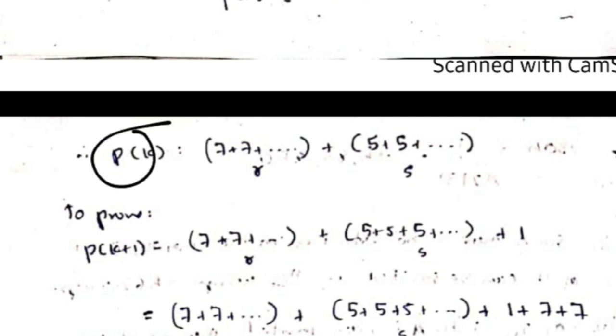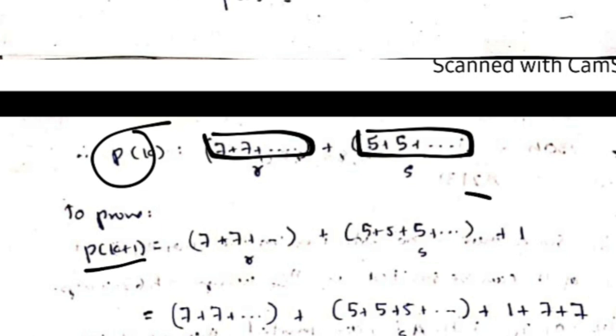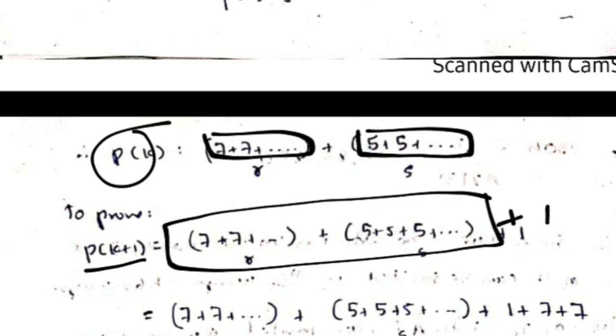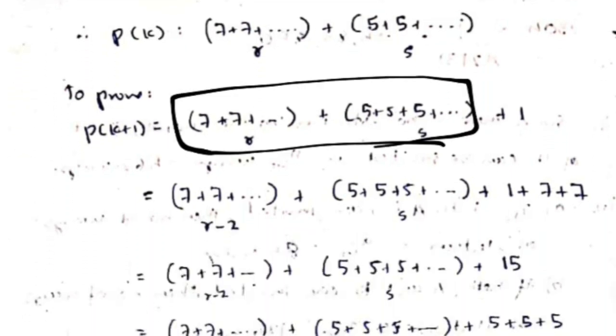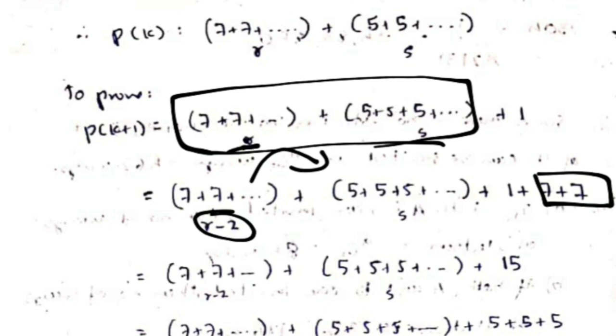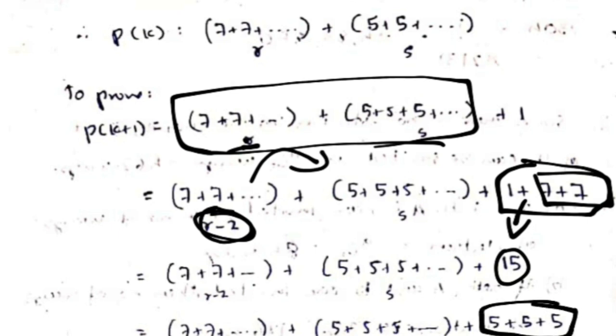See, P(k) can be represented as r times 7 plus s times 5. Then what is P(k+1)? Then we will write here P(k), plus 1. That's P(k+1). Now here you need to observe. If I take 7 and 7, 2 times, then this will be r minus 2. See here it was r, so when I took 2 times 7, r minus 2 will be the total number of terms. Now this 1 plus 7 plus 7 can be written as 15, and 15 can be written as 5 plus 5 plus 5.